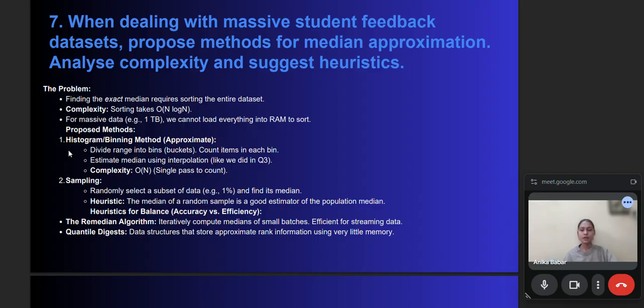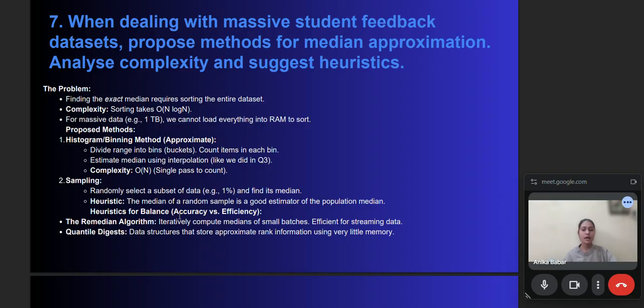Proposed methods. First is the histogram binning method, which divides the range into bins, counts items in each bin, and estimates the median using interpolation, and the complexity is O(n). Second is sampling: randomly select a subset of data and find its median. Heuristic: the median of a random sample is a good estimator of the population median.